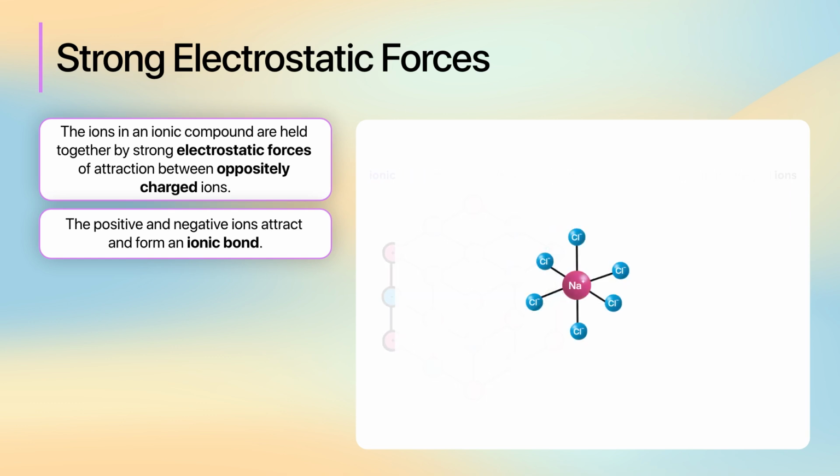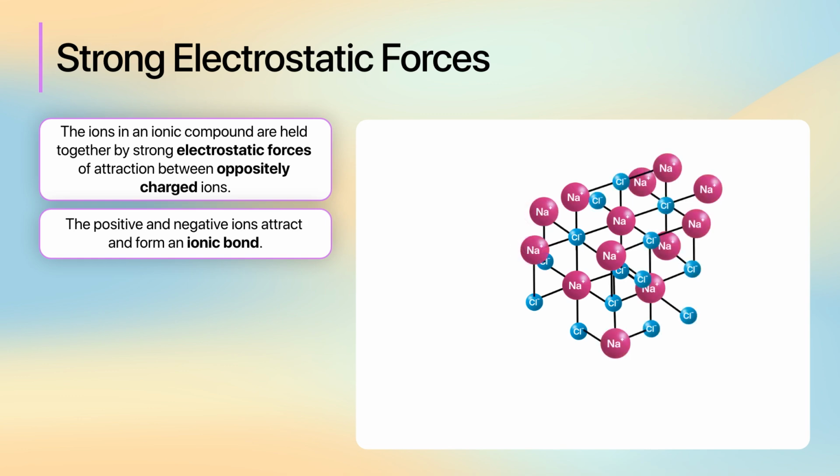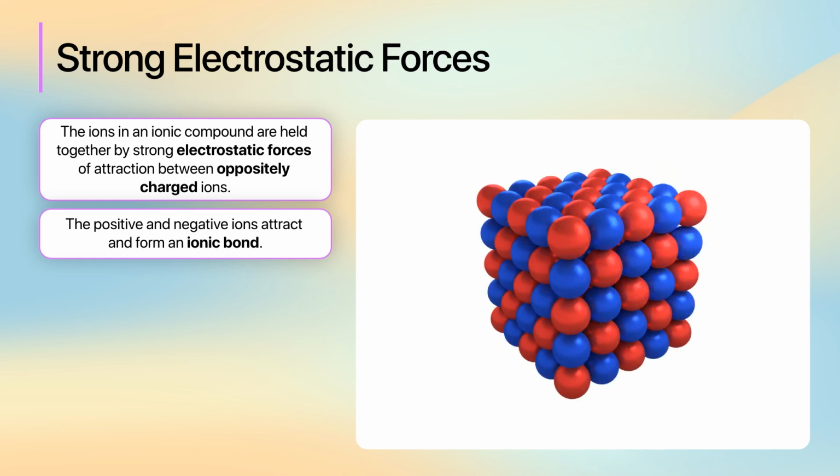For instance, in sodium chloride, each sodium ion is surrounded by 6 chloride ions, and each chloride ion is surrounded by 6 sodium ions. This goes on and on to form a giant ionic lattice. There are so many atoms that we would never be able to show the full diagram, only sections of it like this. This arrangement maximizes the electrostatic attraction and results in a very stable structure.